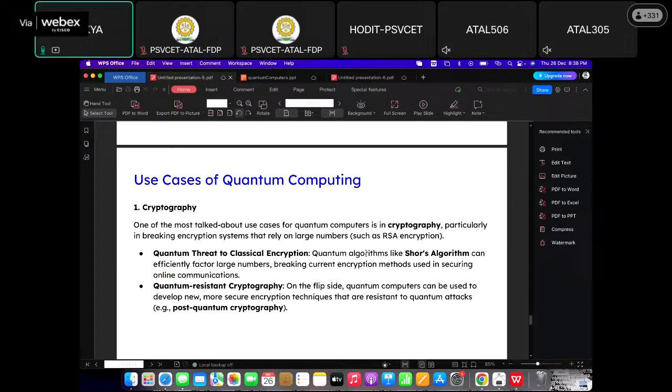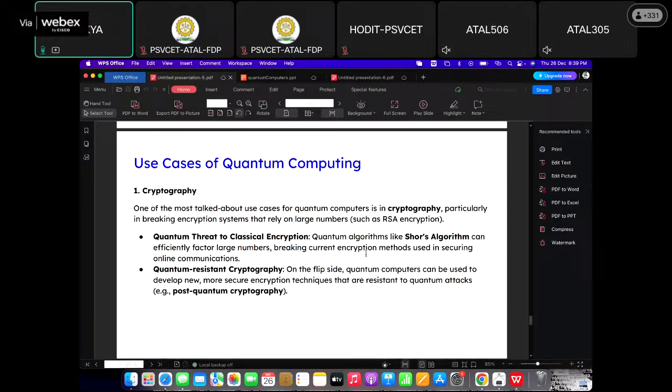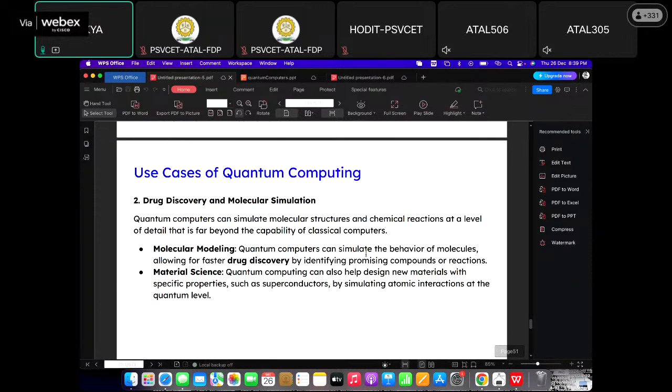First one, quantum threat to classical encryption. Quantum algorithms like Shor's algorithm can efficiently factor large numbers, breaking current encryption methods used in secure online communications. Number two, quantum resistant cryptography. On the flip side, quantum computers can be used to develop new, more secure encryption techniques that are resistant to quantum attacks. Means you need to find new encryption techniques to tackle quantum computing.